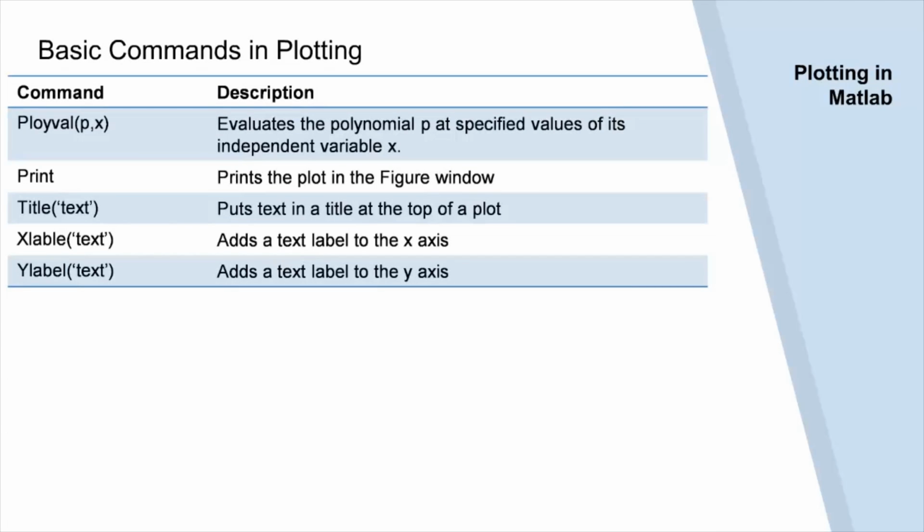Then we have the polyval function. This is a function that is required to evaluate the polynomial. It takes the polynomial coefficients p and the range x that it needs to evaluate on. It returns the evaluated value of the polynomial in an array. Then print allows us to print the plot in the figure window. Then we have title. The title function takes in an input of text in single quotation marks and puts this text on the top of the plot. Then we have xlabel that adds a text label to the x-axis, and ylabel that adds a text label to the y-axis.